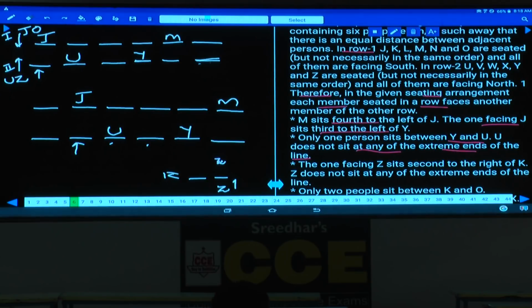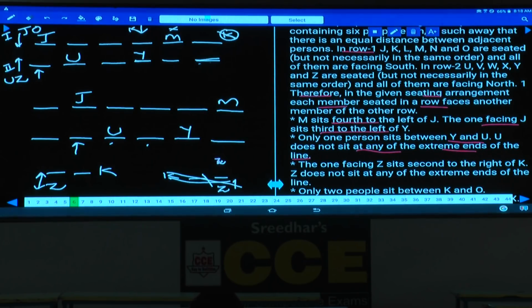As the person sits second to the right of K, now this K is facing towards which direction? South. As K is facing towards south, second to the right of K is this person and this person is facing Z. Hence these 2 persons are opposite to each other, isn't it? As these two positions are opposite to each other, then tell me whether K can be at this place or not. Now in the first case I'm talking about. Now if K is here, second to the right of K will be this person, and this person must be opposite to Z, which is not possible because that person will be opposite to Y. And so K cannot be here, and K cannot be here.